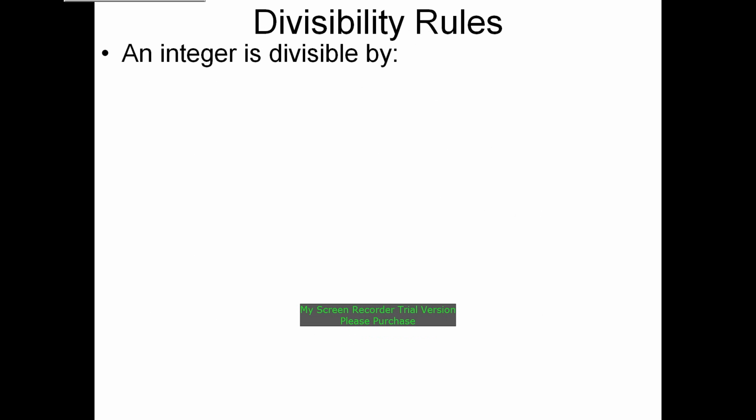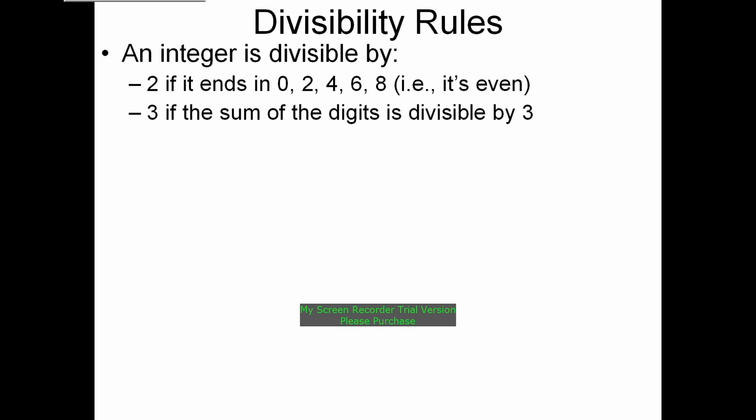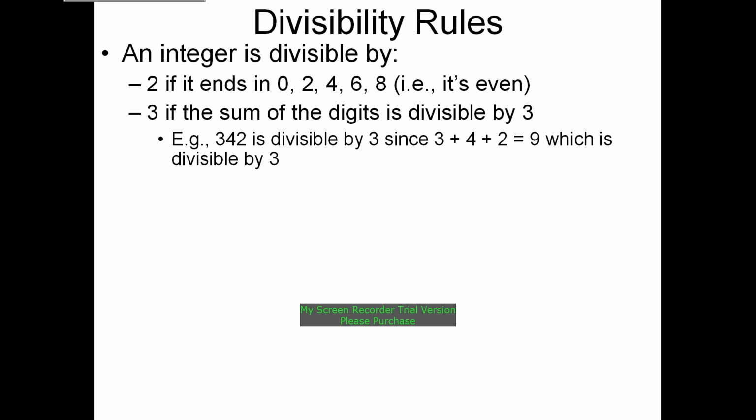Divisibility rules. These are rules to tell if one number is divisible by another without actually having to do the division. So, an integer is divisible by 2 if it's even. In other words, it ends in 0, 2, 4, 6, or 8. 3 if the sum of the digits is divisible by 3. So, for example, we have the number 342. We add up 3 plus 4 is 7, plus 2 is 9. 9 is divisible by 3, so the whole number 342 is divisible by 3.